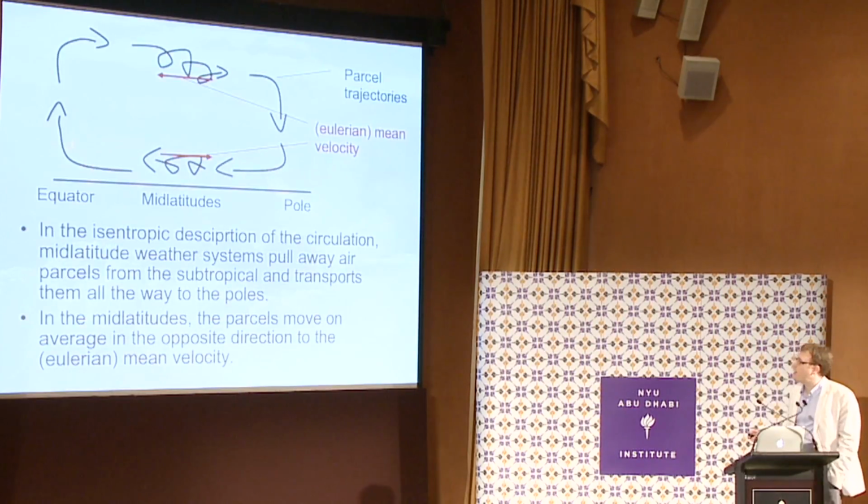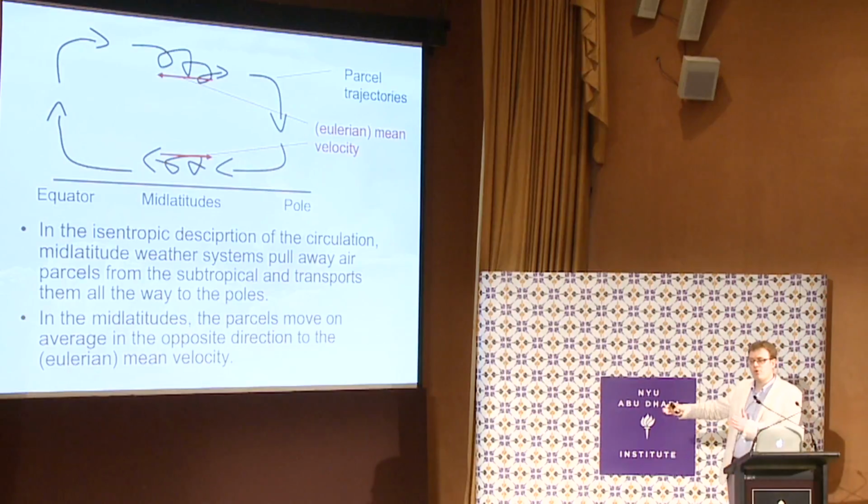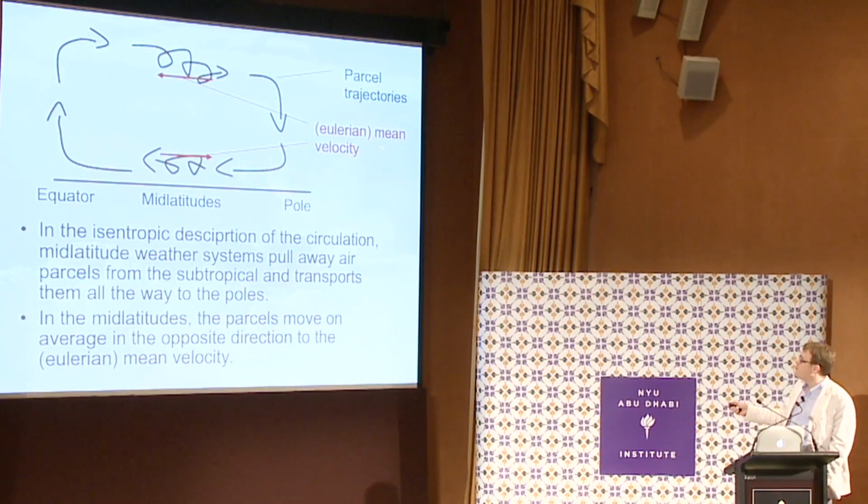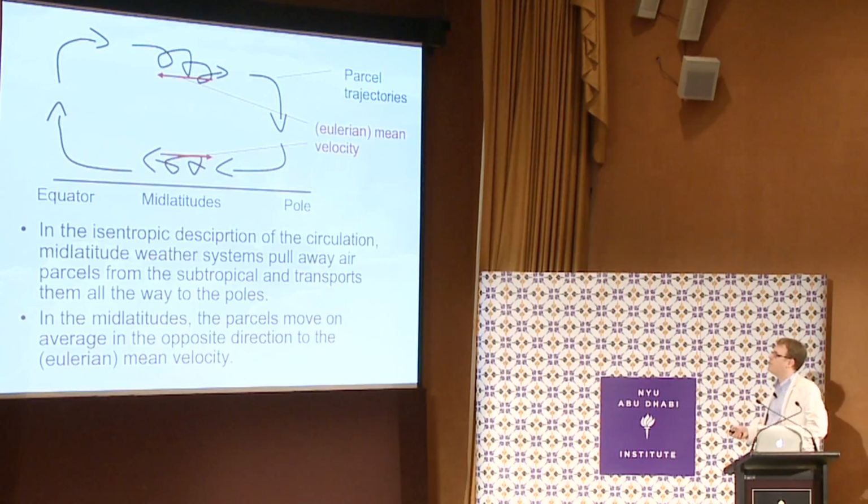So the description we get is basically air rising in the equator, moving poleward, but now rather than moving poleward in a straightforward fashion, it's actually moving against the mean velocity, in this big swirly motion, basically extracting air from the tropical region in this big swirly motion in the mid-latitudes before it subsides in the subtropics.